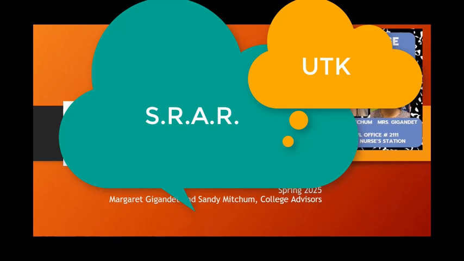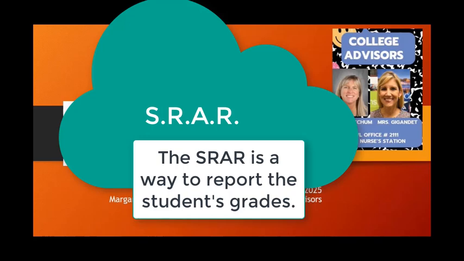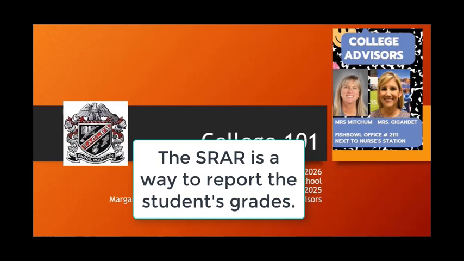There is one piece of the application to University of Tennessee, Knoxville called the SRAR, which stands for Self-Reported Academic Record. This part of the process can be very complicated for students; they don't really make it easy. And we will have a SRAR help day in the fall to help students who are applying to UTK. There are some other colleges that use the SRAR. Clemson uses it. University of South Carolina uses it. So basically, it's a way to report your grades and the classes that you have taken to the colleges, and we are happy to help students with that process.